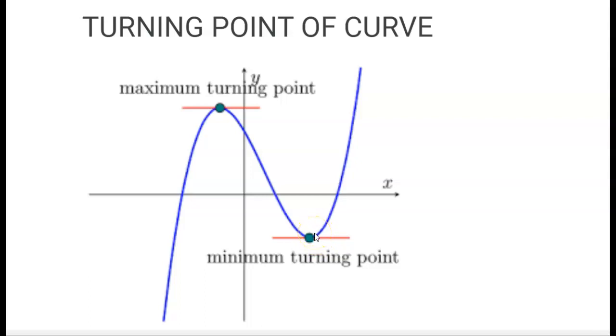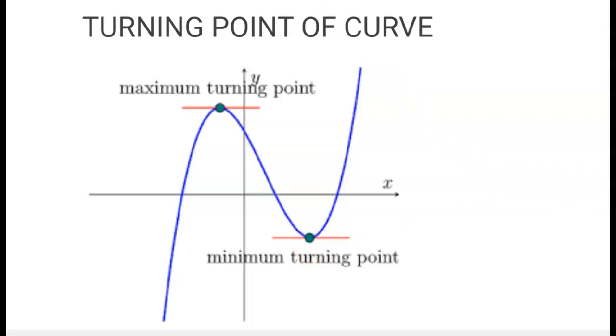Then we find the nature of this turning point by doing the second differential. Second differential will tell us what is the nature of this turning point. Is that a maxima or that's a minima? Well, maxima is the maximum point of the curve where it tries to turn. And the minima is the minimum point where it tries to turn.